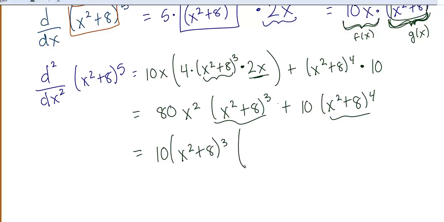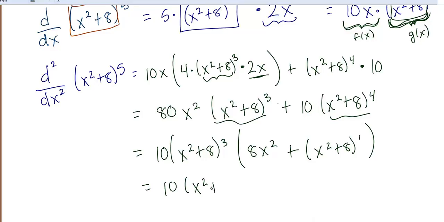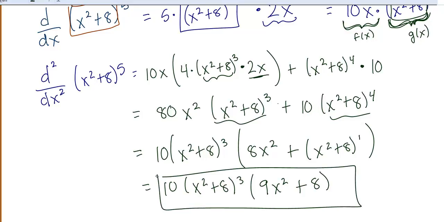And what is left? So I'm going to have 8x squared plus the quantity x squared plus 8 just to the power of 1, since I took out 3 of them. And we can simplify just a little bit more, because I'm going to have 8x squared plus x squared is 9x squared plus 8. And that is as simplified as we can get.